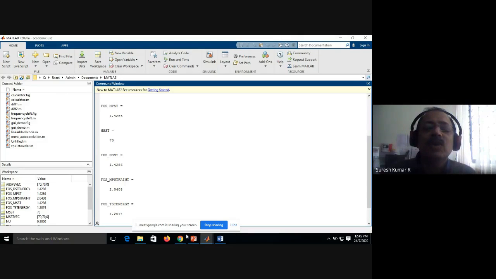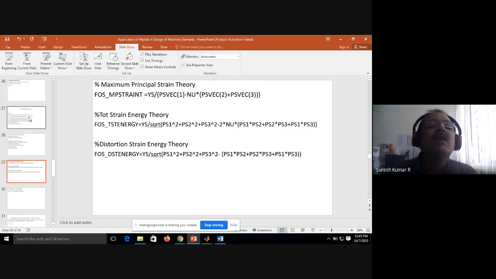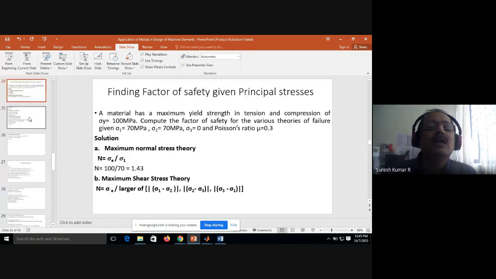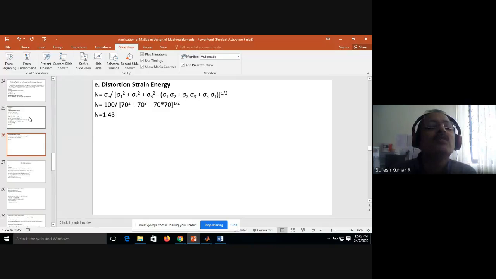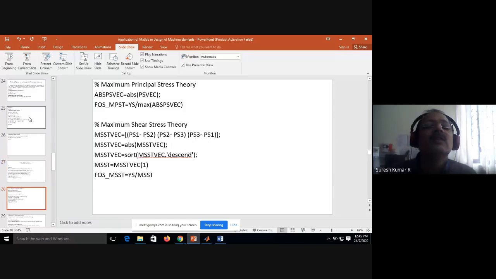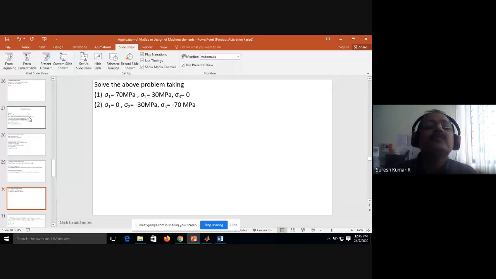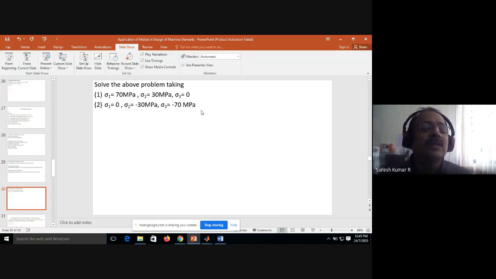I think it is comparable there. Just see all the values there: 1.43, 1.43, 2.04, then 1.207 and 1.43. All exactly they obtain the same values there, even using the MATLAB code. Similarly, the same code can also be used by changing the values of sigma 1, sigma 2 and sigma 3. You can do it, the same code I'll share with you. You can check with different values of sigma 1, sigma 2 and sigma 3.